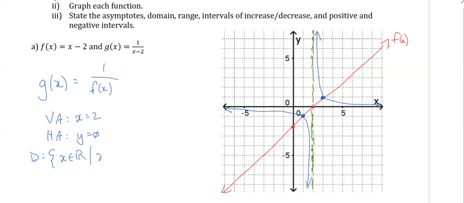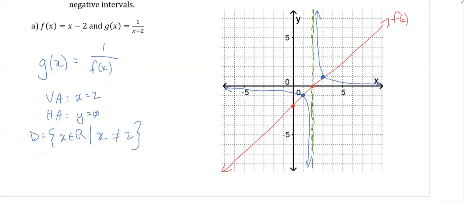Yeah, x does not equal 2, right, where the asymptote is. So it'll be everything except 2. Range, same thing, except y cannot equal 0. What else does it say?